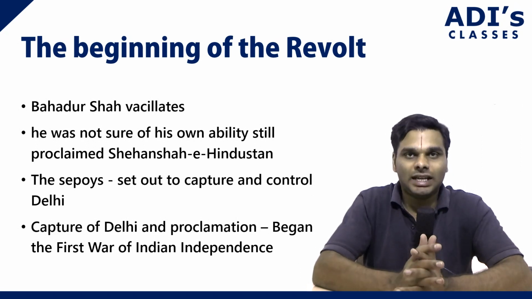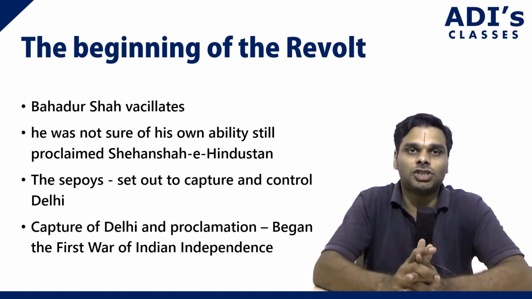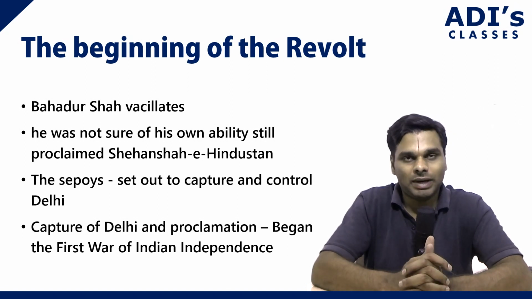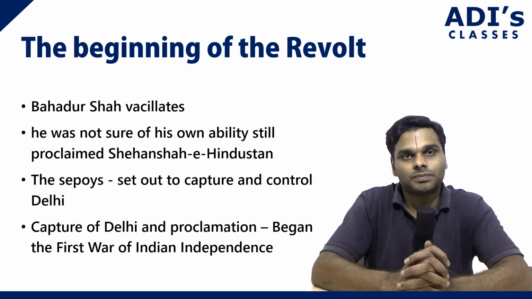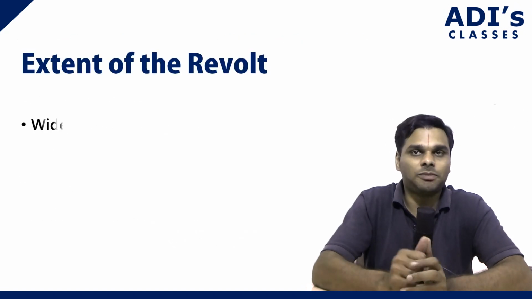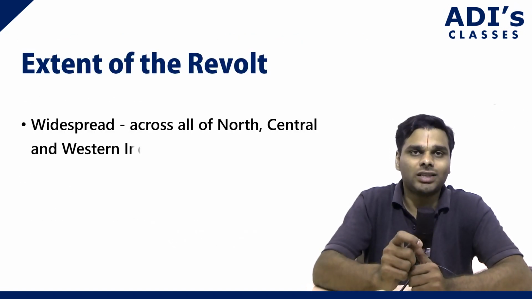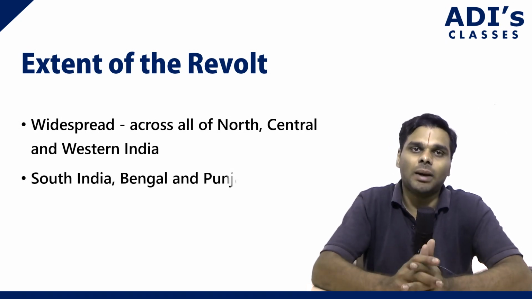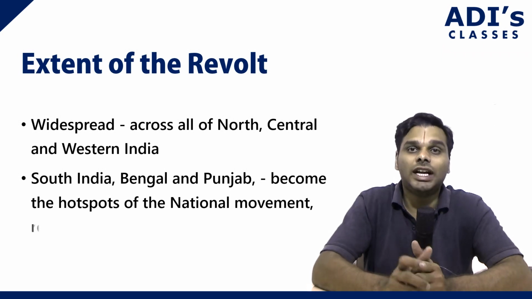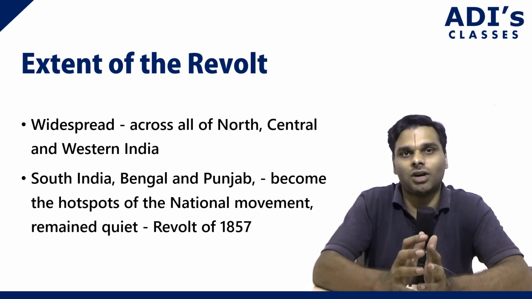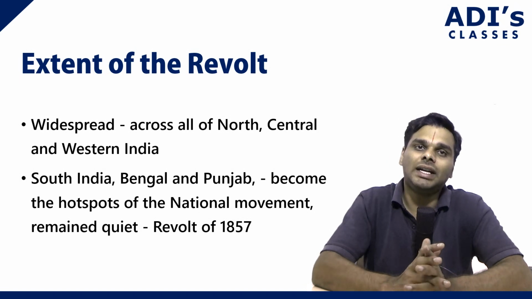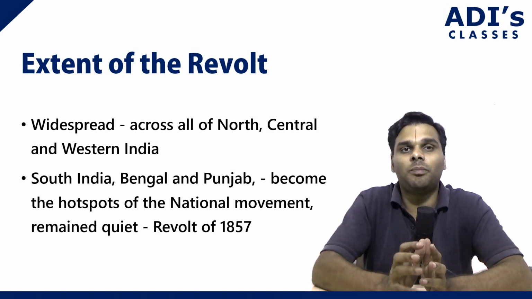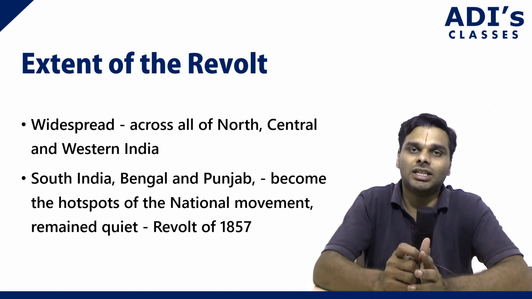With the capture of Delhi and proclamation of Bahadur Shah as the Emperor of Hindustan, the first war of Indian independence had begun. The revolt was widespread across all of North, Central, and Western India. South India, Bengal, and Punjab, which would later go on to become the hotspots of the national movement, remained largely quiet during the revolt of 1857, although Bengal did see some action thanks to Awadh.